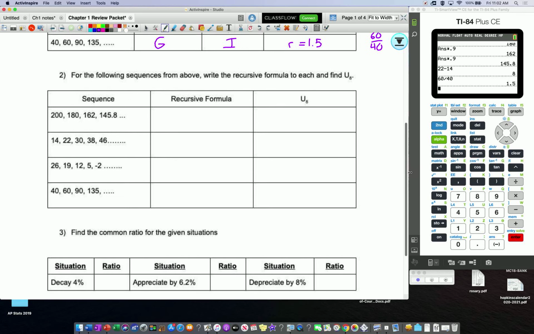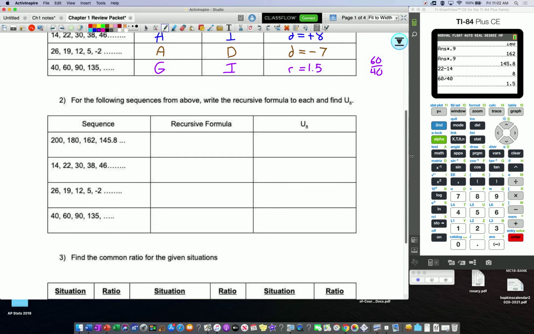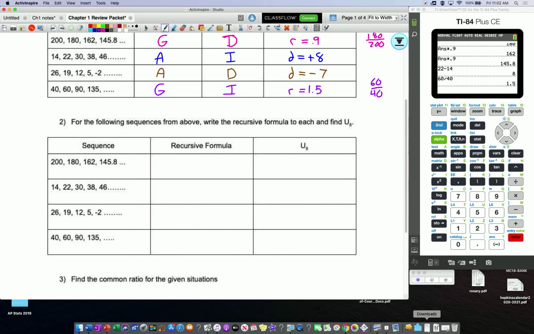All right, so let's take a look at this. Aren't these sequences exactly the same? So here's what's really cool, I've got all this stuff already done for me. So I can write the recursive formula, and then it asks me to find u sub 8 for each of these.